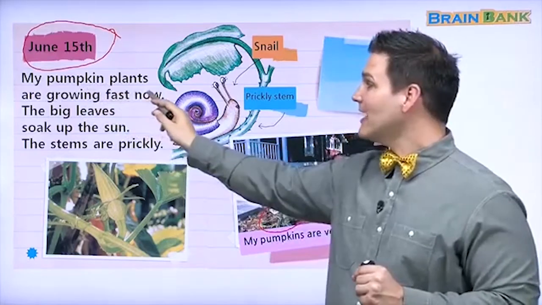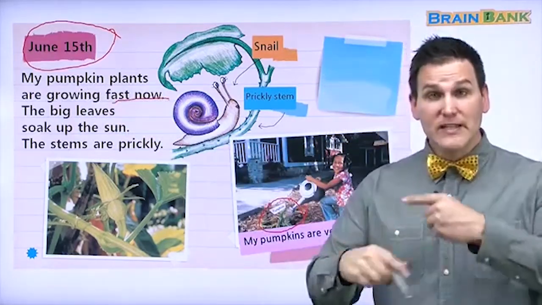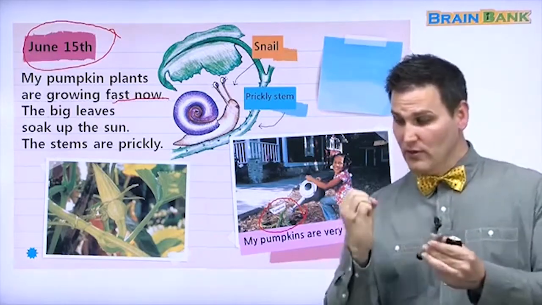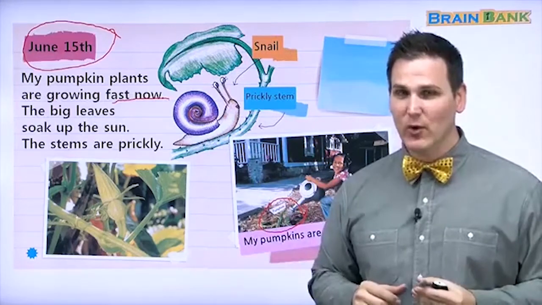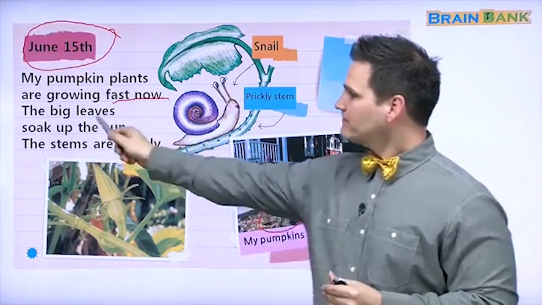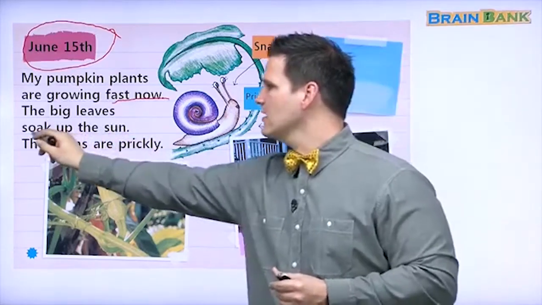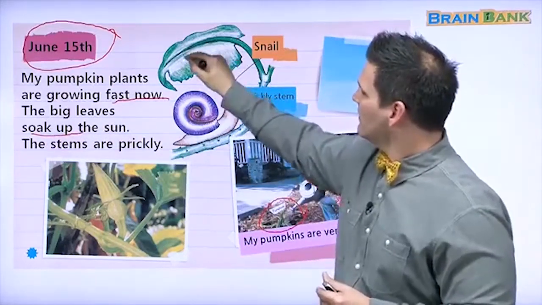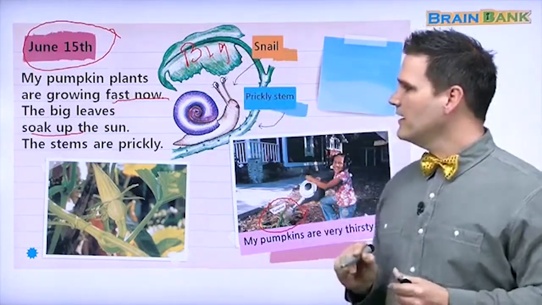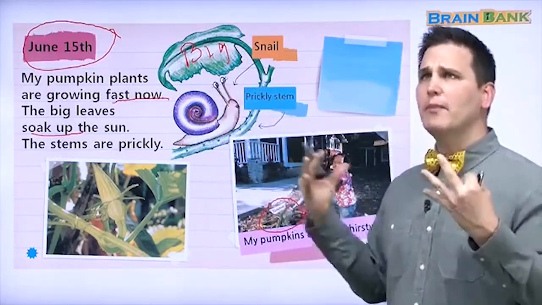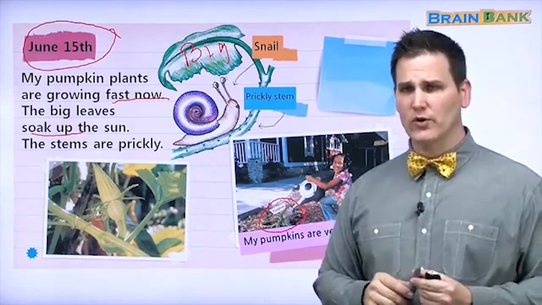My pumpkin plants are growing fast now. This means they're growing very quickly. Whoop. They're getting big very quickly. The big leaves soak up the sun. Here is a big leaf, and they soak up the sun. Soak up, the difficult word.